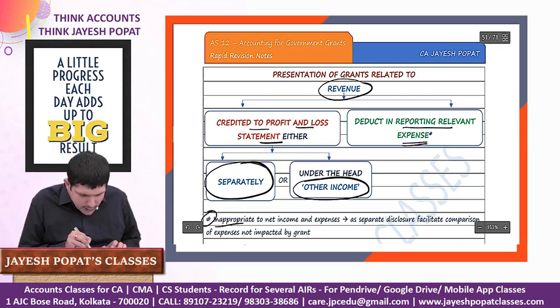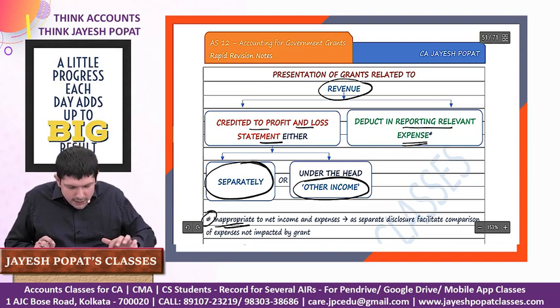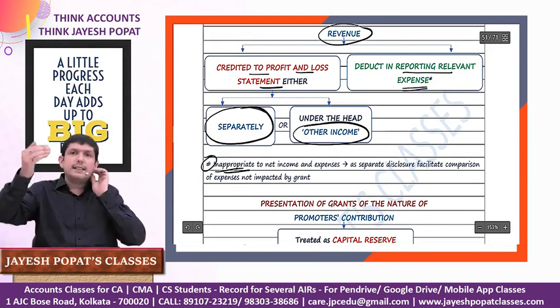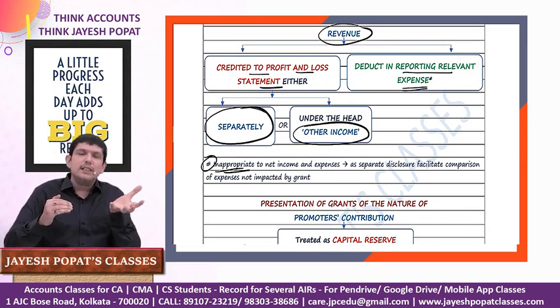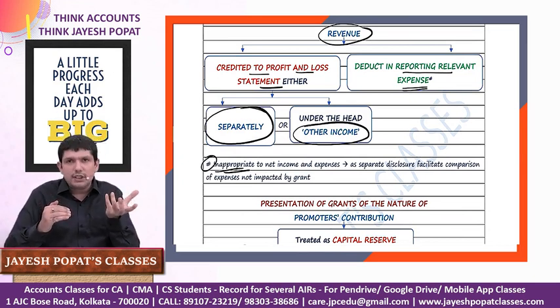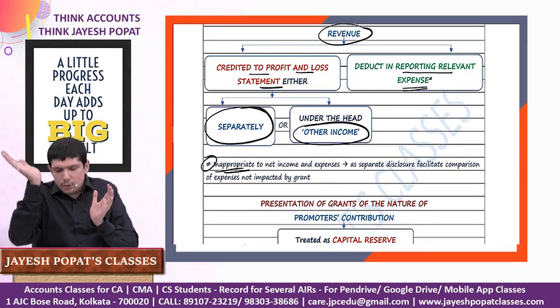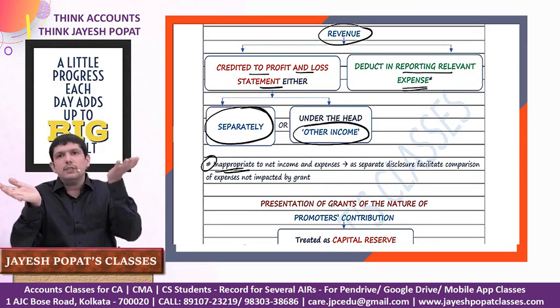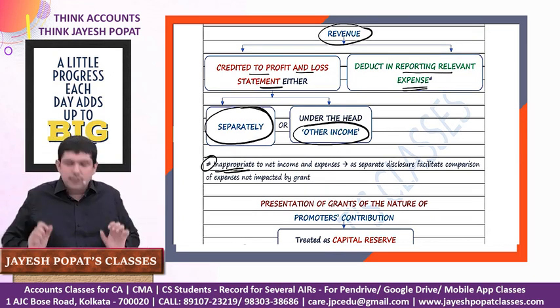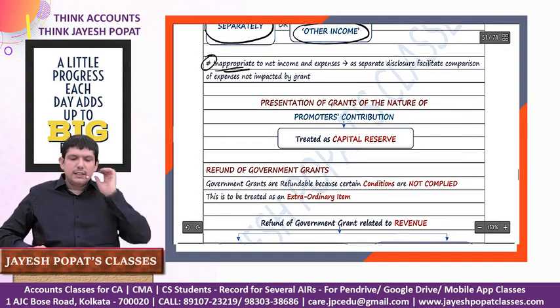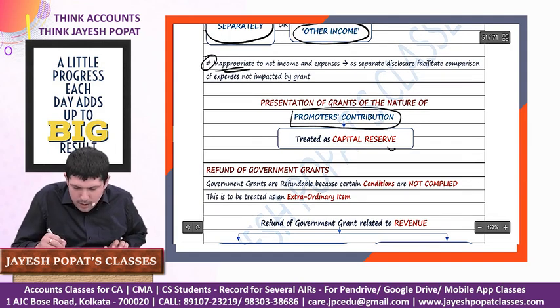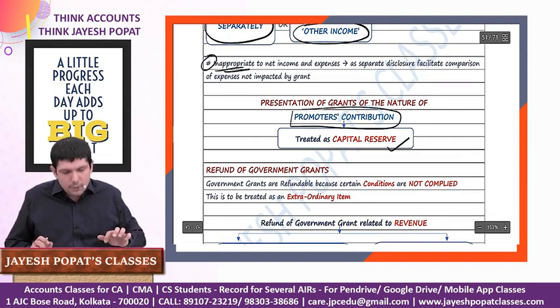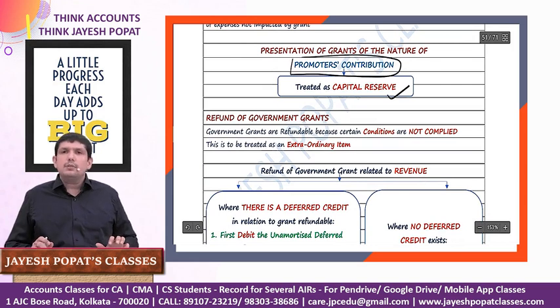but this approach is not considered appropriate because it will conceal the impact of two items. My salary expenses will be understated and the amount of grant which I have received will not be reflected in the financial statements. So it is better that you show your salary expense at full value and on the credit side you show the amount of grant which has been received. Now presentation of government grant which is in the nature of promoter's contribution: this should be treated under the capital approach and it should be taken to the capital reserve.